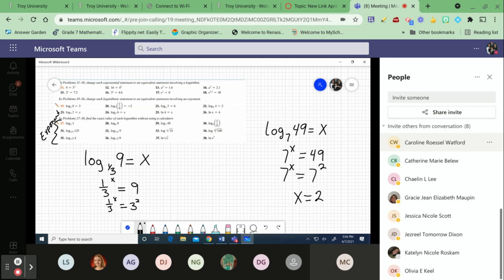What allows me to flip that exponent over, or that 3 over? Make it a negative. 1/3 to the x is equal to 1/3 to the negative 2. Remember, negative exponents say inverse. And now it's going to give me x is equal to negative 2.